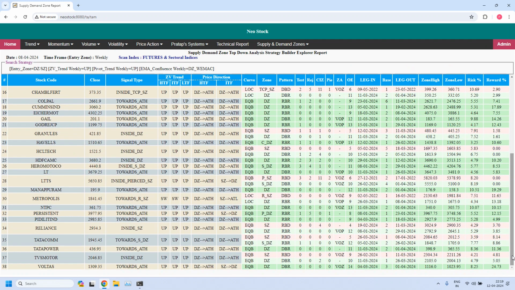So 38 stocks. All these 38 stocks are having a weekly demand zone, having weekly EMA confluence, and also both the zone violation trend and pivot trend. Both trends are supporting uptrend. The one you are seeing in this list is the zone violation trend. Here LTF means weekly, ITF means monthly, HTF means quarterly. This is the way you need to understand.